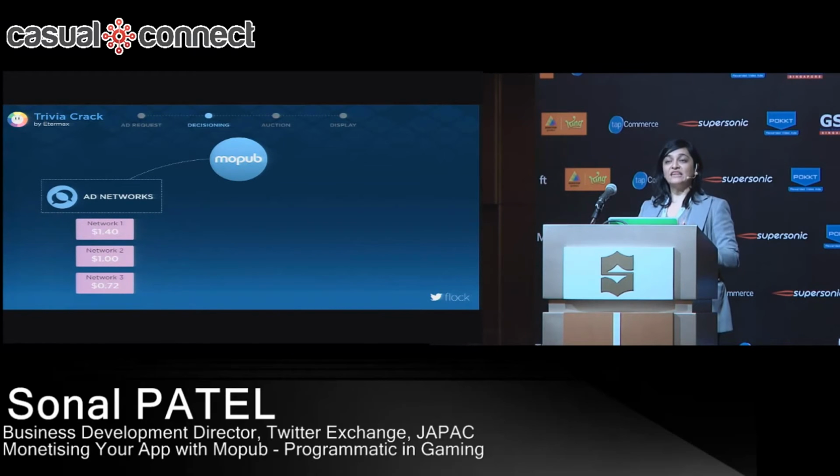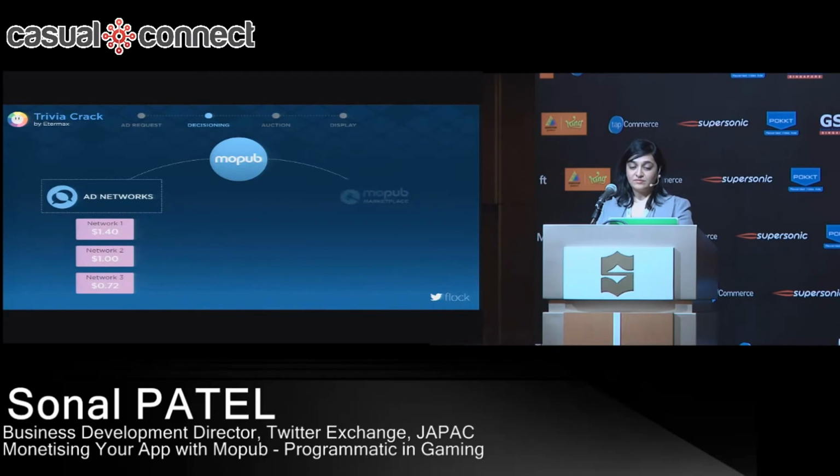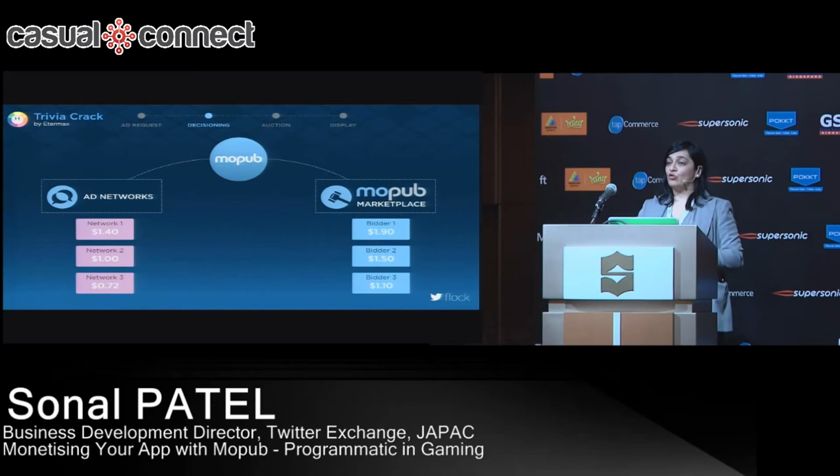Now, in this particular scenario, Etamax worked with a number of ad networks. And those ad networks, let's take them here as 1, 2, and 3, had an approximate value for this impression. So network 1 was at $1.40, network 2 was at $1, and network 3 was at 72 cents.